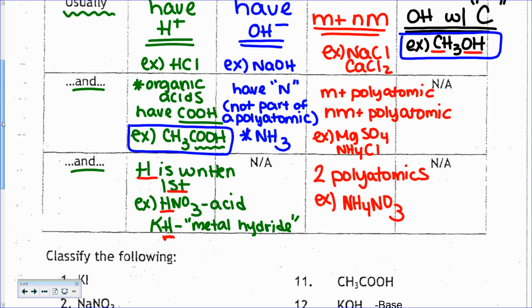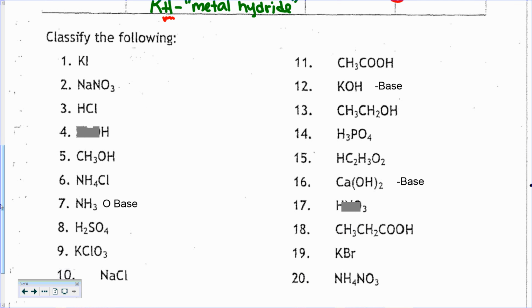So at the bottom of this page, what we want to do is classify the following as being an ionic salt, an acid, or a base. Let's move these answers out of here. Oh, did you see them? Did you look quick enough? But what I want to do is make sure that I decide what these things are. So for instance, number one, K is a metal, I is a nonmetal. So I have a metal and a nonmetal. So this is an ionic salt.